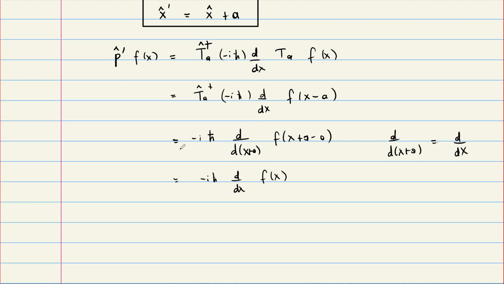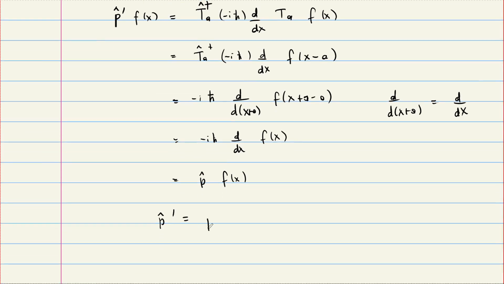And from here we see p prime is actually equal to p, right? This is p times f of x. Then p is transformed without any change. Good.